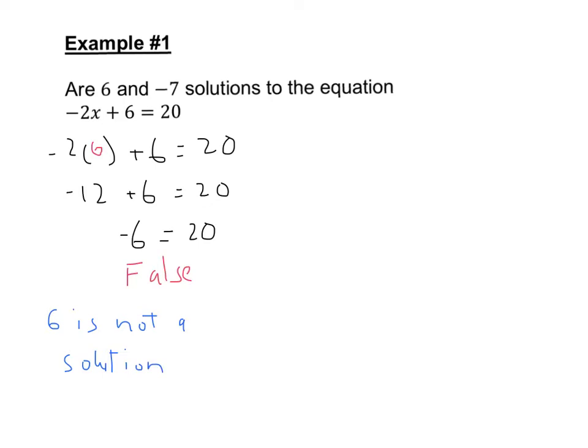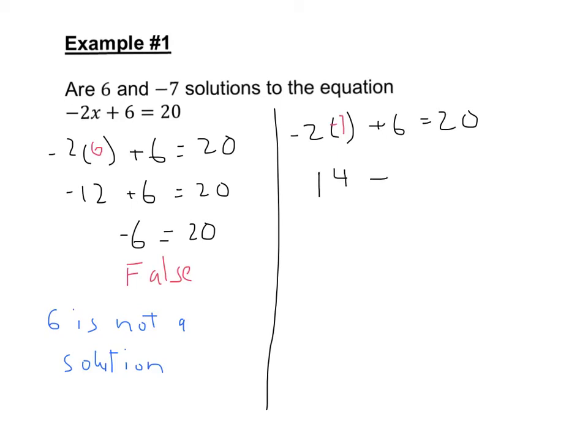All right, let's test negative 7. Let's see if negative 7 is a solution. I'm going to do the same thing. I'm going to replace x with negative 7. Negative 2 times negative 7 is positive 14, plus 6 equals 20, and we end up with 20 is equal to 20. Obviously 20 is equal to 20, so this is true. When we replaced x with negative 7, it made that statement true. And because it made that statement true, we can conclude that negative 7 is a solution.